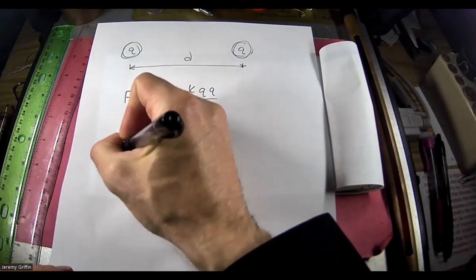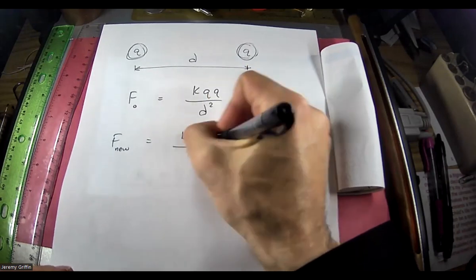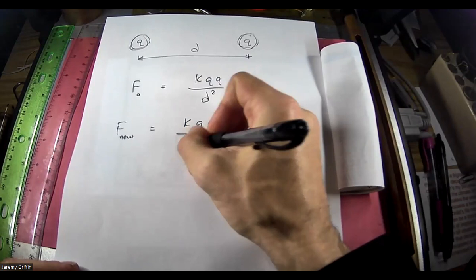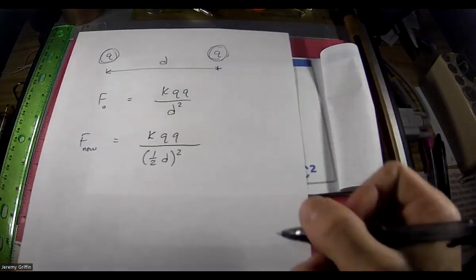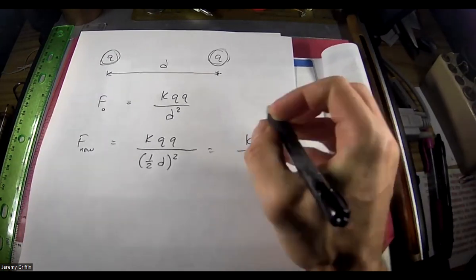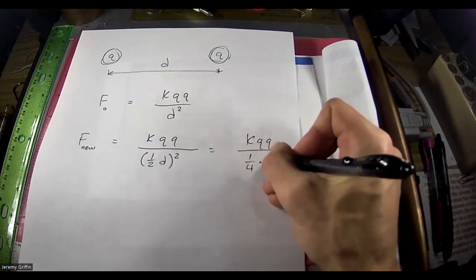And then let's have a new force that's k Q Q. The charges don't change, and the electrostatic constant doesn't change. But we're going to take the distance and cut it in half. So I'll have half the distance, and that's going to be squared. That's k Q Q over one-half D, quantity squared. It's not a quarter of D squared.